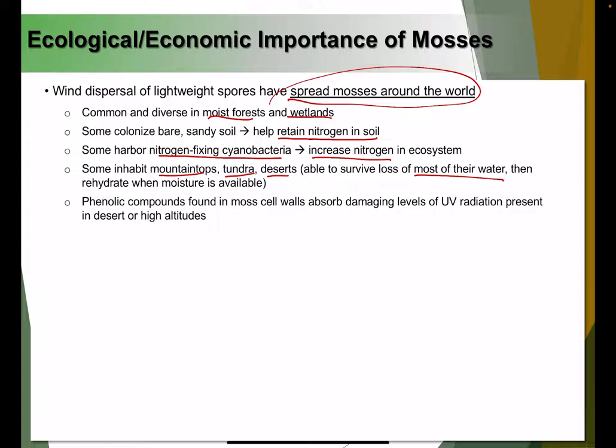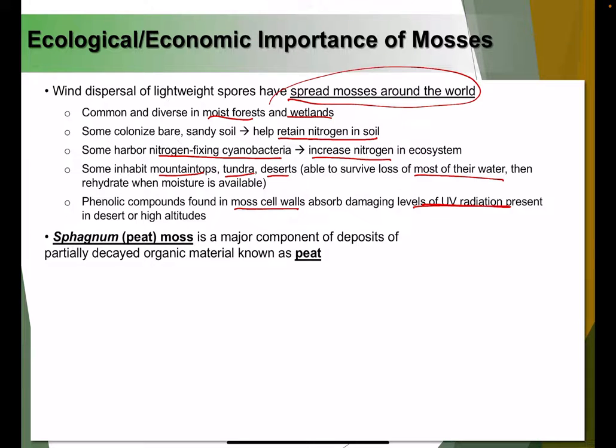And last but not least, phenolic compounds are actually found in moss cell walls, and they have been shown to absorb damaging levels of UV radiation that is present in the deserts or high altitudes. So it's nice that these mosses are living on those mountaintops, tundra and deserts where UV radiation can be abundant, because there's nothing much to block it in those areas. There's no skyscrapers in those really bare areas. So it's nice to have those mosses there to help absorb that UV radiation.